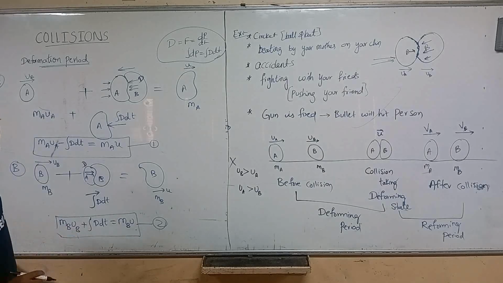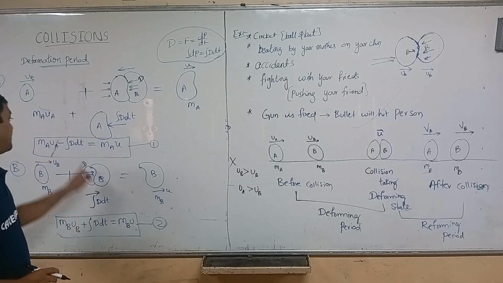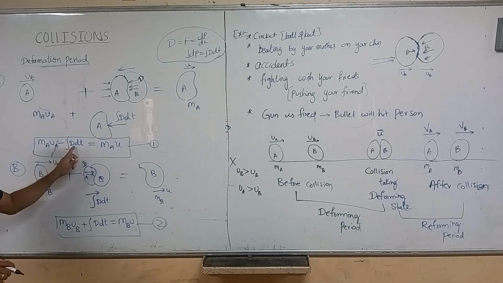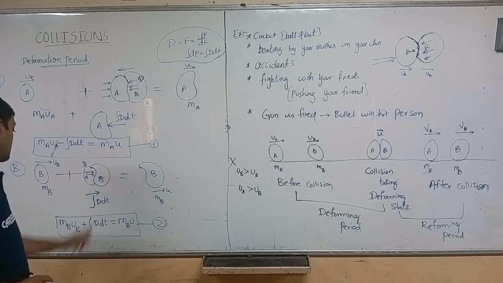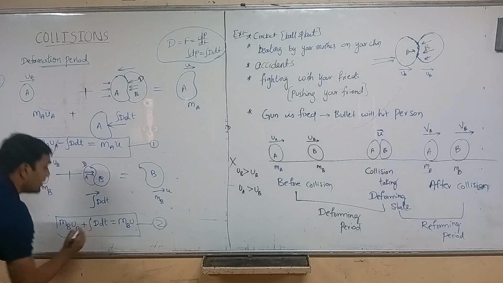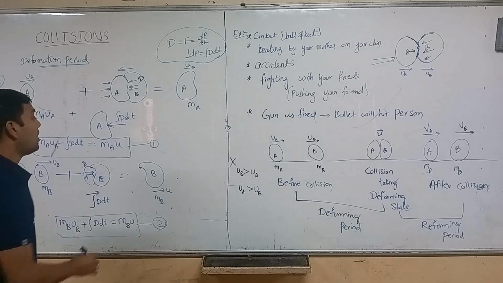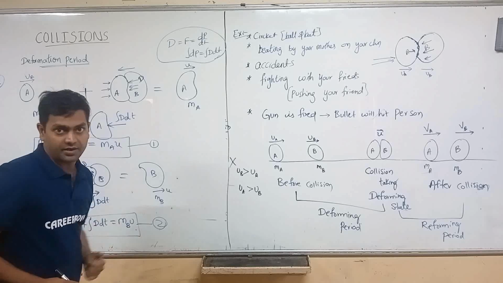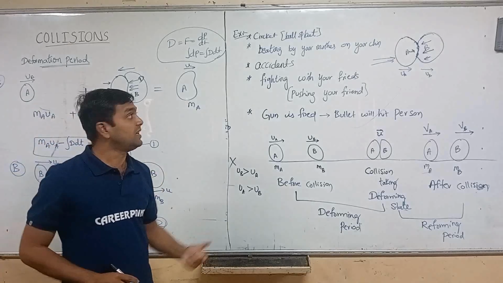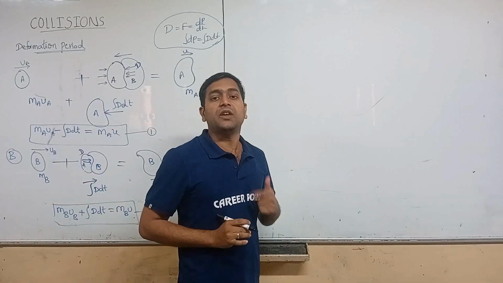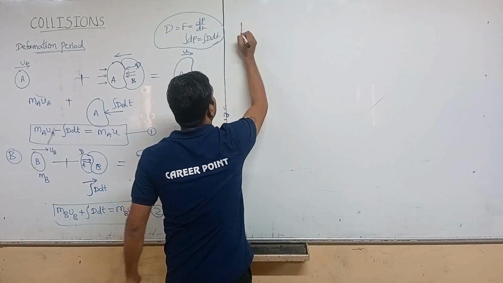Okay, so in the deformation period we have MA UA minus the integration of F dt is equal to MA u, and the next equation is MB UB plus the integration of F dt is equal to MB u. So we got these two equations in the deformation period. Now we'll see the reformation period.